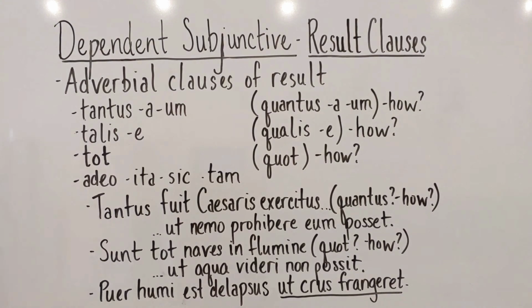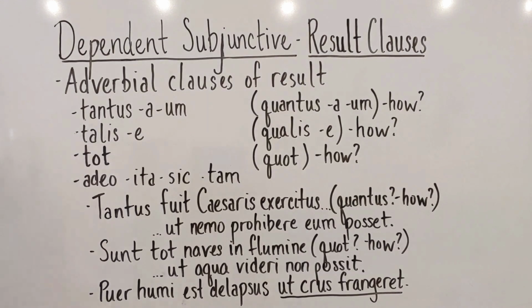I am also often asked, how do I tell the difference between a result clause and a purpose clause? Mostly it's done through context. Result clauses will usually have a tantus, talis, tot, adeo, ita, sic, tam somewhere in the main introductory clause, there's tantus, there's tot. It doesn't have to though. And I found an example in which it does not. Puer humi delapsus est, ut crus frangeret. So the boy slipped on the ground so as his leg broke, meaning with the result that his leg broke. The boy fell on the ground so as his leg broke, with the result that his leg broke.